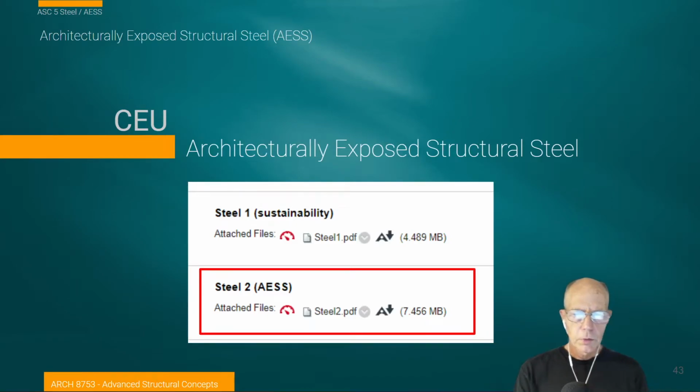So we have two downloadable papers that I've gathered off the internet, so to speak. They're for continuing education units for architects. One is on sustainability, the idea of life cycle analysis of the steel, recyclability, how green it is. And the other one that we're going to cover right away here is the idea about architecturally exposed structural steel.